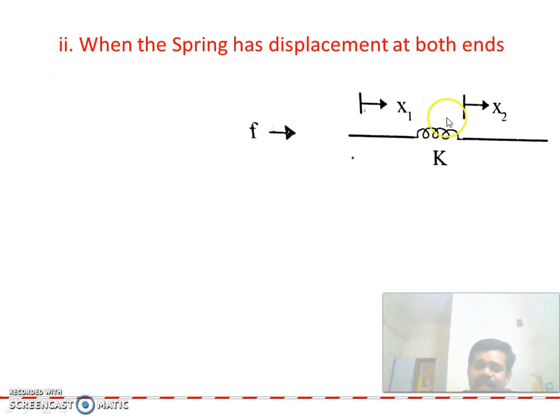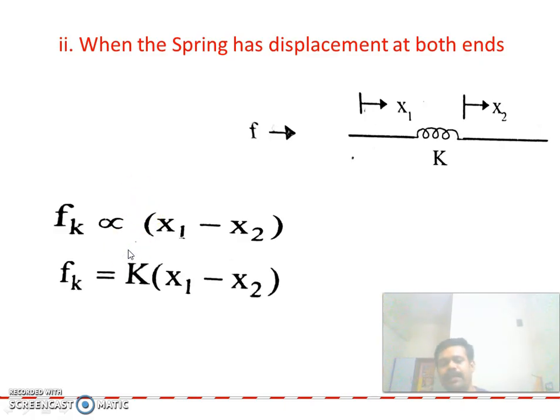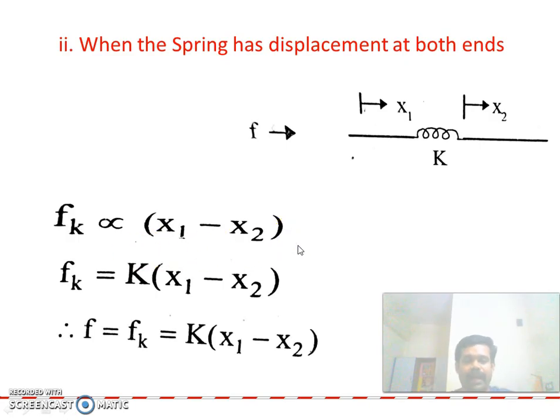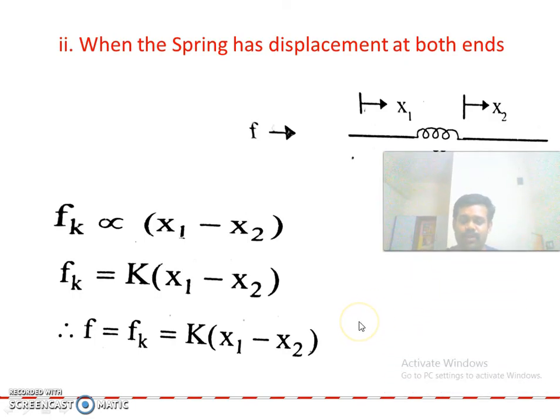Now consider the case where both ends are free. When you apply a force, there will be a displacement of x1 at one point and x2 at another point. So F_k is proportional to x1 minus x2. Removing the proportionality, you get F_k is equal to capital K into x1 minus x2. By Newton's second law, F is equal to F_k is equal to K into x1 minus x2, that is, applied force is equal to opposing force. So here we have studied the three basic elements of a mechanical translational system.